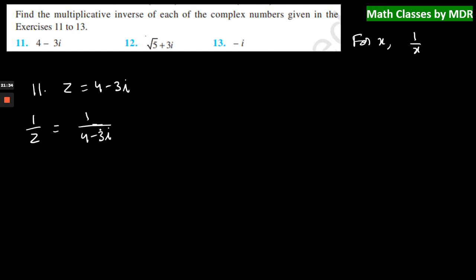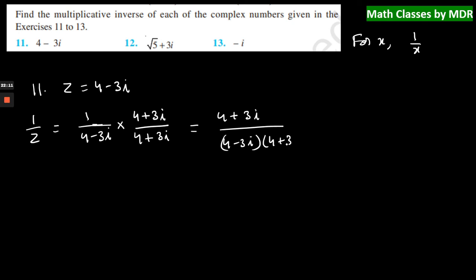Now we have to get this into complex form, a plus bi. So how can we do that? When we come across this type of problem, we have to rationalize it. How do we rationalize it? By taking the conjugate of 4 minus 3i, that is 4 plus 3i by 4 plus 3i. Just multiply by 4 plus 3i in the numerator and in the denominator. Right? So now 4 plus 3i upon 4 minus 3i into 4 plus 3i.